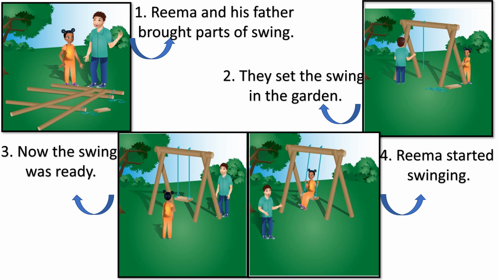To understand the past tense in a better way, let's see this sequence that is given in pictures. So first, Rina and her father brought parts of a swing. They set the swing in the garden. Now the swing was ready. Rima started swinging. So here in all these sentences, you must have noticed that there is the use of V2, that is the second form of verb. It indicates that we are talking about the past event or action.